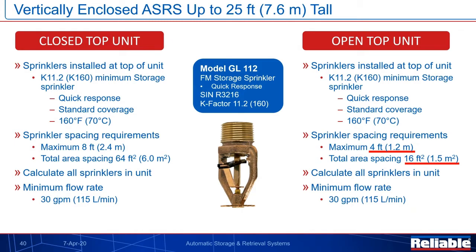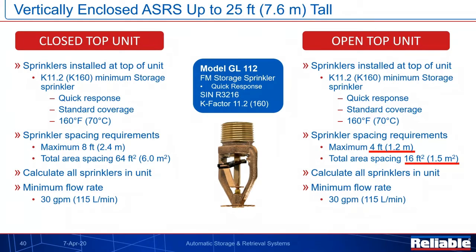We're making sure that we have a lot more sprinklers over top of this unit, tightly spaced, and maybe potentially activating and dumping a lot of water into that cabinet. Again, a minimum flow rate of 30 gallons per minute in that unit.